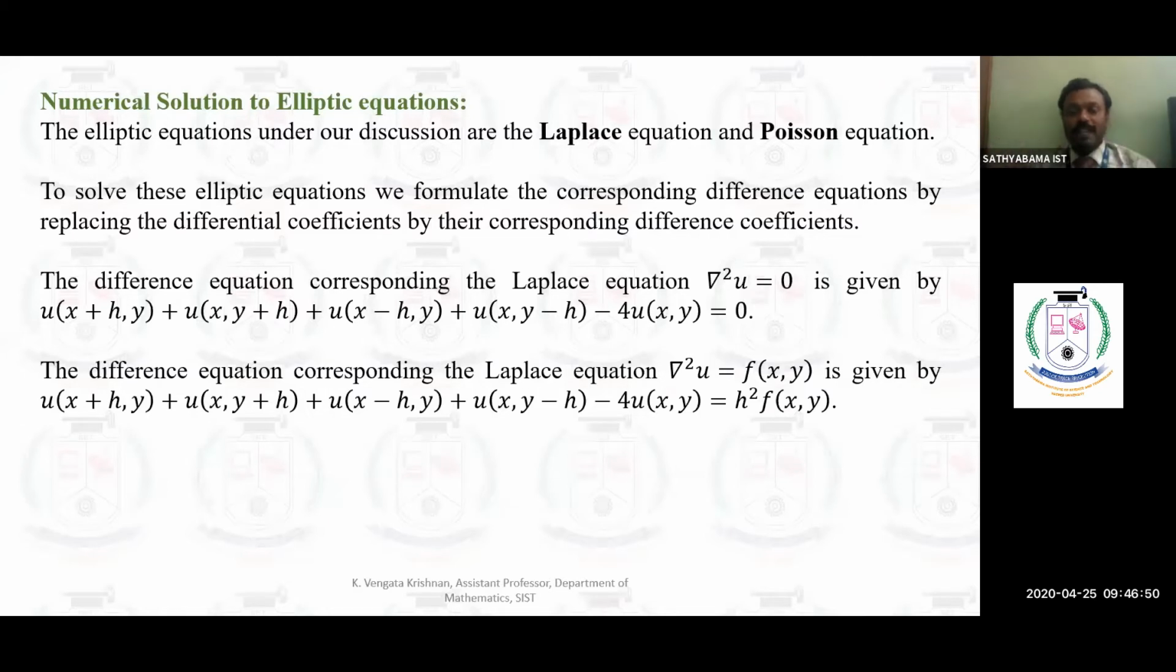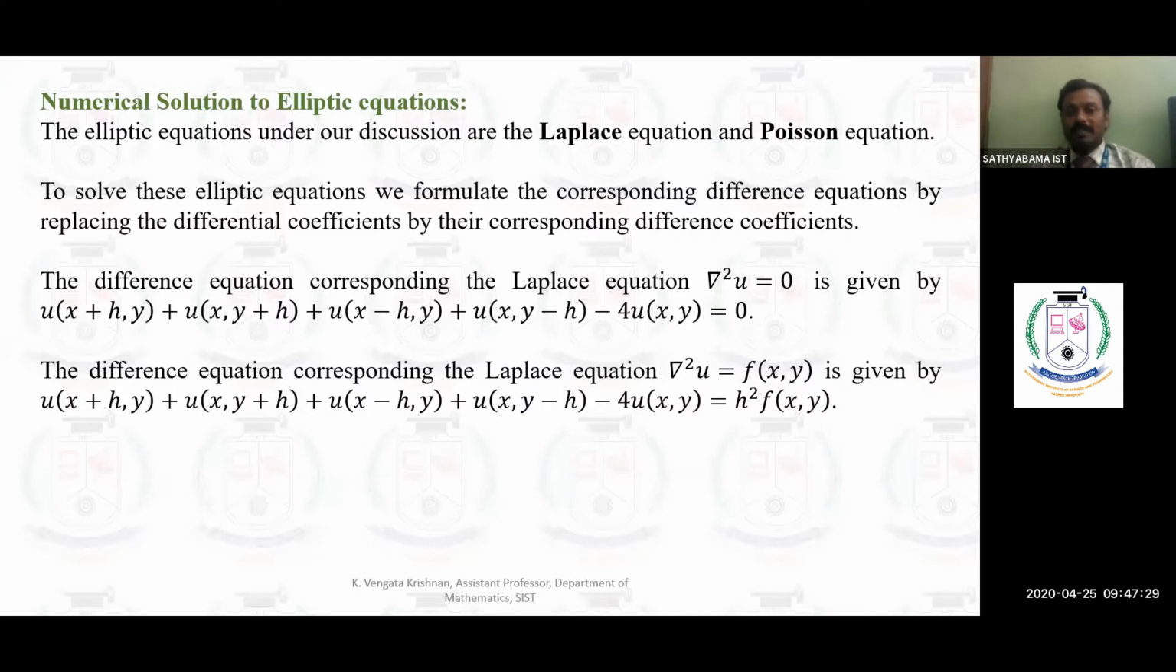If you could visualize a mesh, you are at the point u of x comma y, then x plus h comma y will be the point to the right of u of x comma y. X minus h comma y will be the point to the left of u of x comma y. X comma y minus h will be the point below the point u of x comma y. And x comma y plus h will be the point above the point x comma y. Those things will be easily understood while viewing the schematic representation in the following slides.